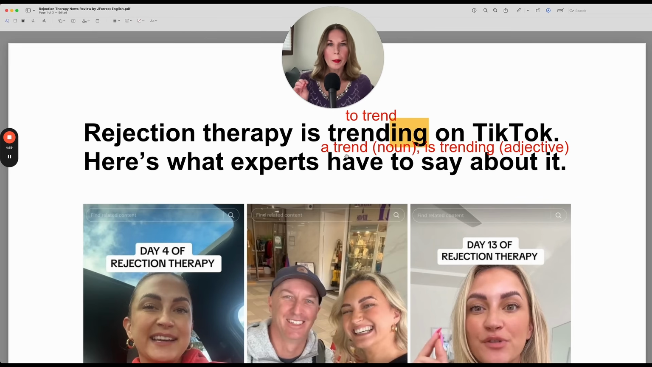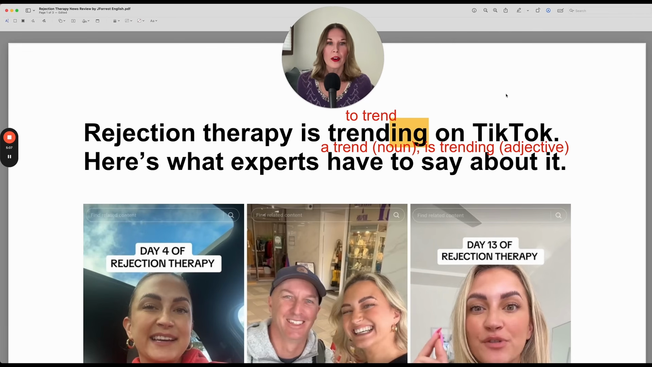This word is commonly used as a noun, a trend. So we still need that verb to be. So we have subject, rejection therapy is a trend on TikTok. So that's the noun form. You could also use it as the adjective form, which is trending, and you still need the verb to be because it would be to be trending. So rejection therapy is trending on TikTok.